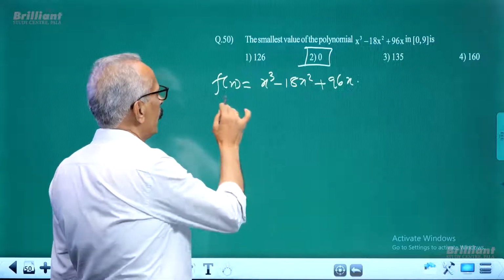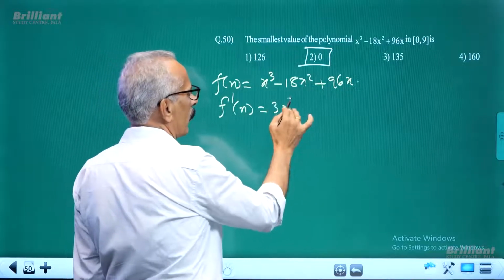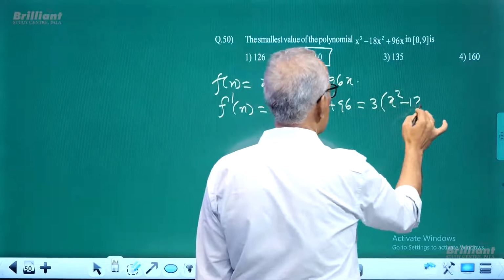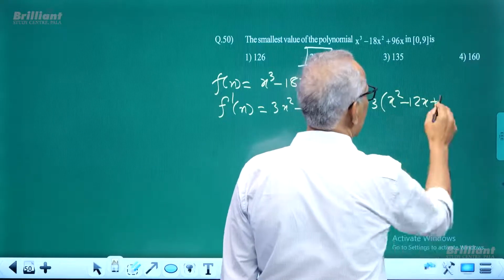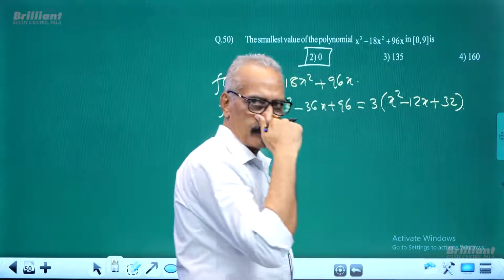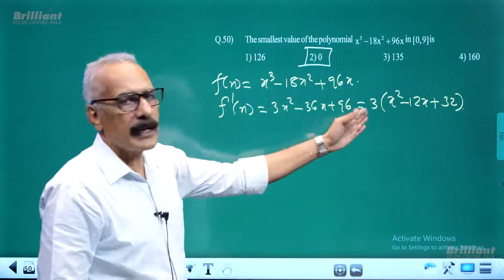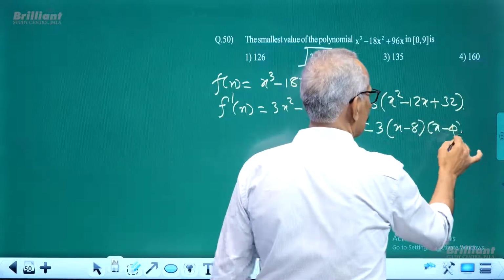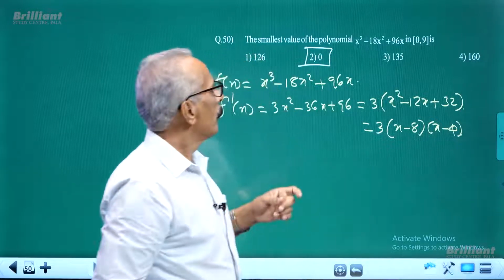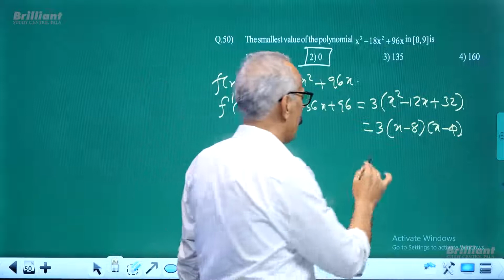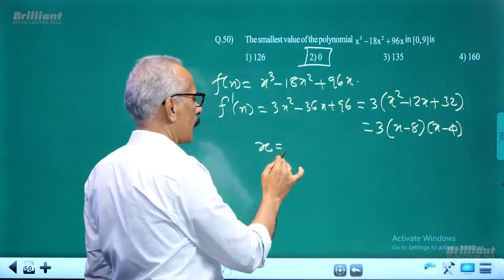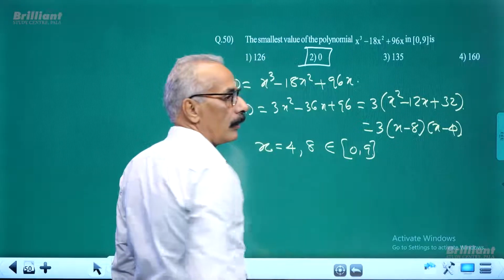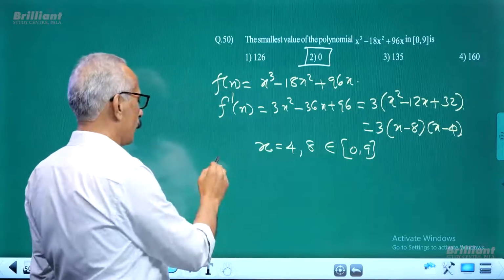Now we calculate f dash x. What is f dash x? 3x square minus 36x plus 96, that is 3 into x square minus 12x plus 96 by 3, which is 32. 32 means 8 and 4. So you can write 3 into x minus 8 into x minus 4. Both 4 and 8 belong to the interval. So the critical points x equal to 4 and 8 both belong to 0 to 9.